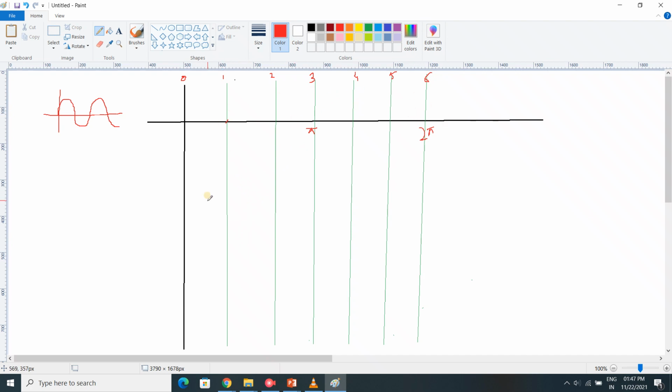Hello, Deepak, can you hear me? Yes, sir. Okay, so do you remember this particular diagram, waveform, which I am going to show now?